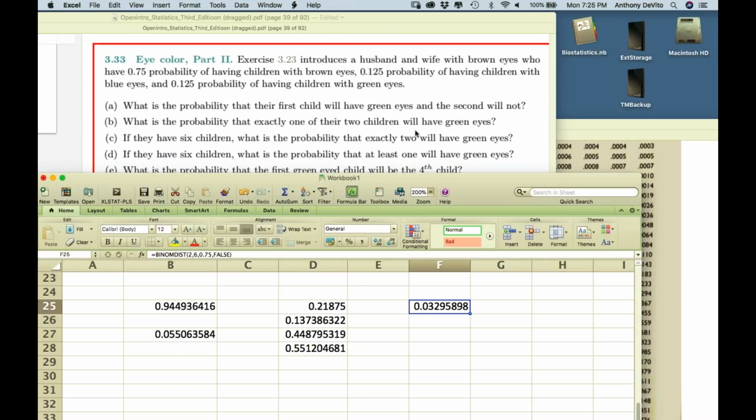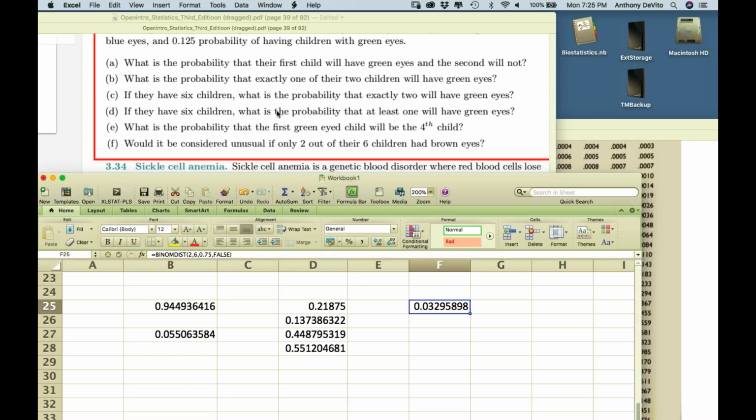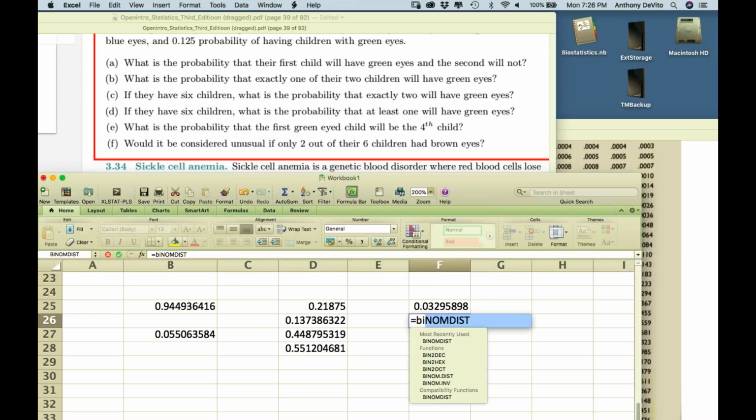Because you would expect to have brown eyes 75% of the time for each child. Let me just make sure I got that right. 2, 6, .75, and false. Yep. And what would the probability be of having two or fewer children out of six? Okay, then we would have changed that to true. BINOM.DIST, parentheses, 2, 6, two successes out of six trials, 0.75 probability of success in each trial, and true for all, for two or fewer.